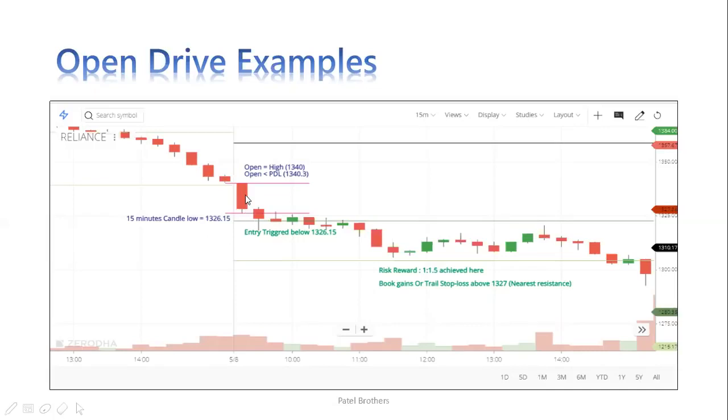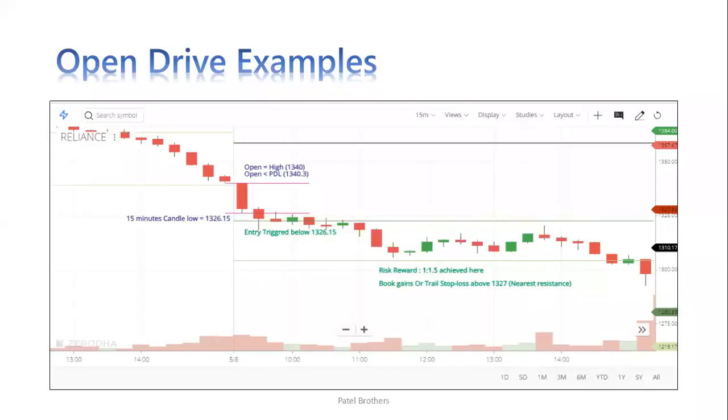And our stop loss should be 1340, because there is no nearest pivot in between. See, the black lines are the pivots. This is support 1, this is support 2, and below there must be a support 3. Here there are no pivots. Open and high are equal to 1340, so that must be our stop loss. If it breaks the open equal to high, then the setup itself becomes invalid.